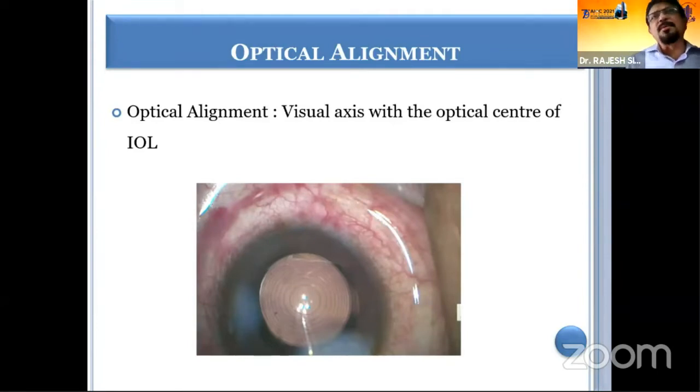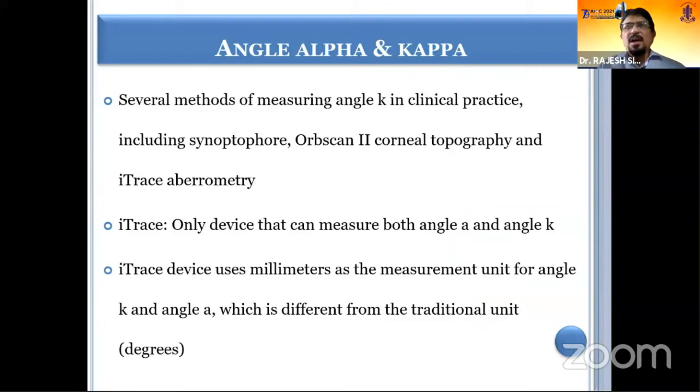Then the third and most important thing is the optical alignment, which is very, very essential in a case of a multifocal lens. Now, there are two entities, angle alpha and kappa, which have been discussed earlier also in previous talks. There are several methods of measuring angle kappa: you can use synoptophore, you can use OPD-Scan, you can use eye trace aberrometry, but angle alpha is measured only by eye trace, and it uses millimeters as the measurement unit for angle kappa and alpha.